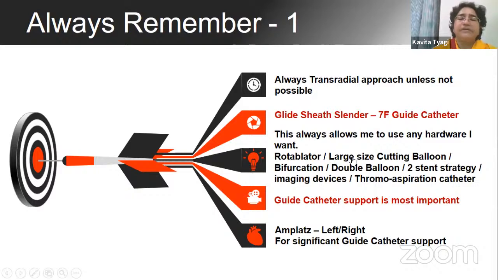So a few points we can consider. We should remember the transradial approach always, unless not possible. Glide sheath slender 7 French guide catheter. This always allows us to use any hardware we want. Rotablator, large size cutting balloon, or for bifurcation if I want to do a double balloon or 2 stent strategy, or imaging devices or thromboaspiration catheter, whatever. So it always becomes so much more feasible.